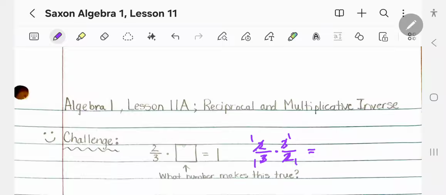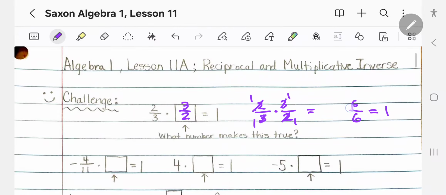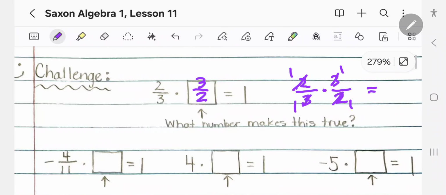So the number would be 3/2. Did you figure that one out by yourself? And if you multiply without canceling, 2 times 3 is 6, 3 times 2 is 6, you get 6/6, which equals 1. Let's look at a few more of these. What number would you have to multiply this by? -4/11 times what would give me 1?